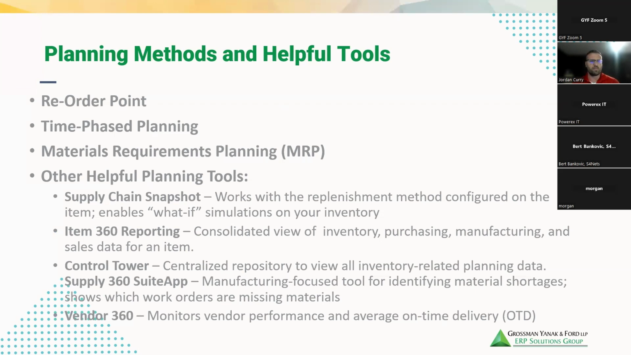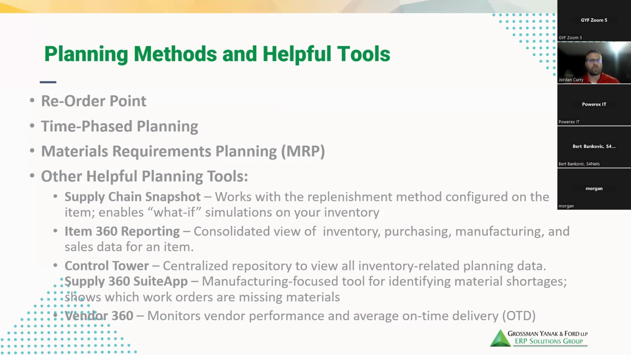Okay, so whatever planning method you choose, the supply chain snapshot pulls that in onto the item. It's cool if you're running what if simulations where you say, okay, what happens if we get this big order, and then you can fill out that simulation, run it, and it'll calculate what happens to the inventory if you do get that order. So it can kind of help you plan for those different scenarios.